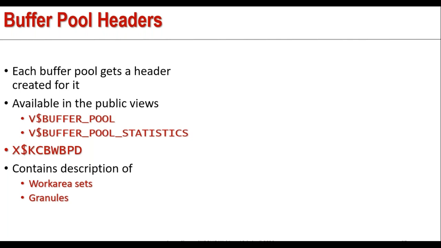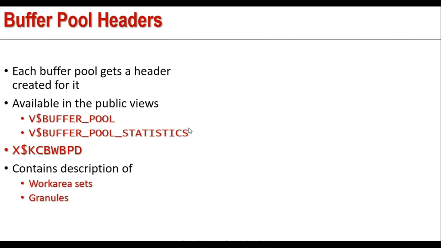So you do notice that each buffer pool is going to have a header, and they are exposed in the public views like buffer pool and buffer pool statistics, but they are actually maintained by a particular internal table, X$KCBWBPD, which stands for kernel cache. If I just type it out over here, it is going to be the kernel cache buffer work area buffer pool descriptor. So this is the structure which holds up the information of your buffer pool.